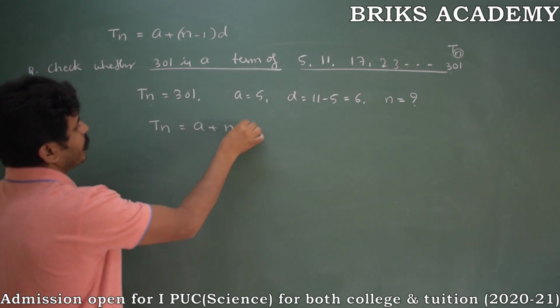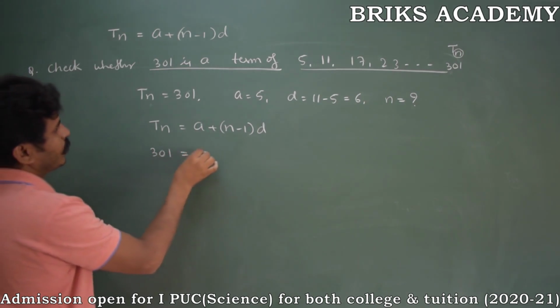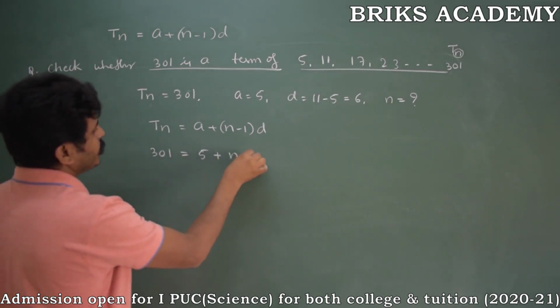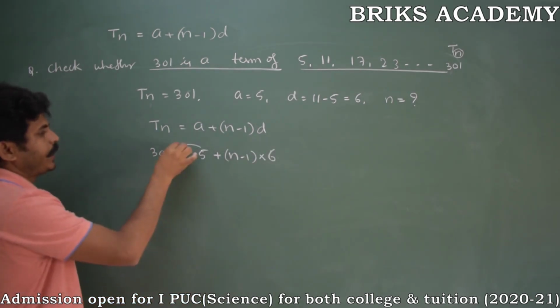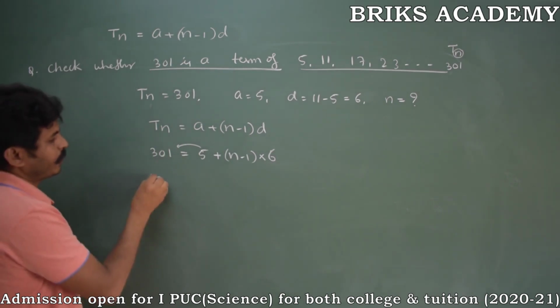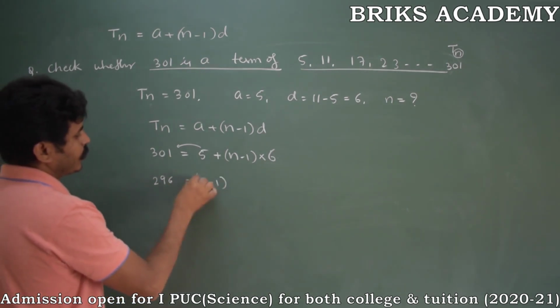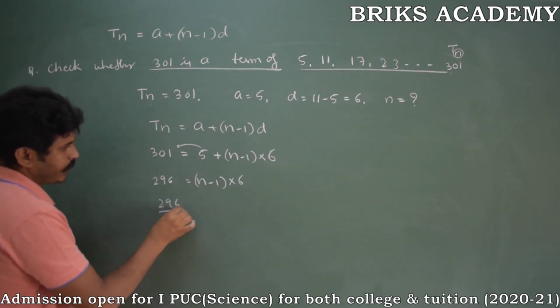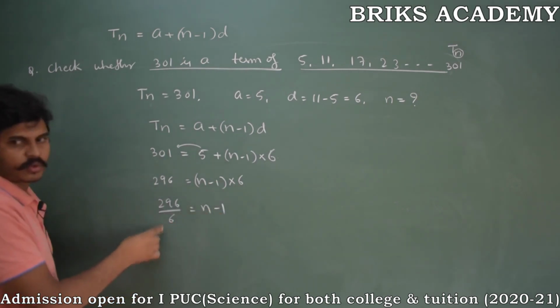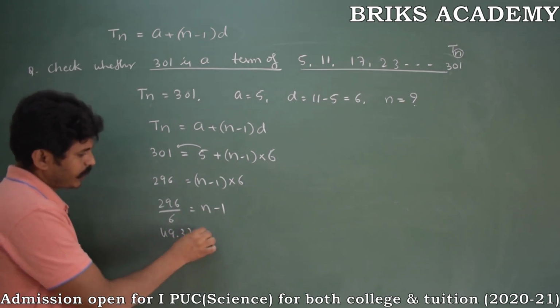A plus n minus 1 into D. What is the nth term? 301 equal to A, which is 5, plus n minus 1 into what is the D? D is 6. If I take this side, 301 minus 5, how much? 296. 296 equal to n minus 1 into 6. So the multiplication on this side becomes division on that side: 296 divided by 6 equal to n minus 1. How much is 296 divided by 6? Equal to n minus 1.